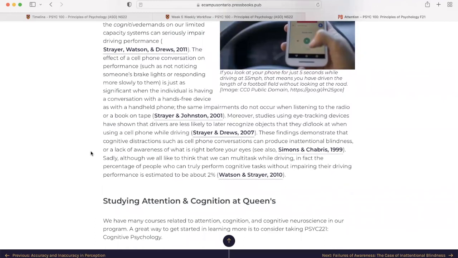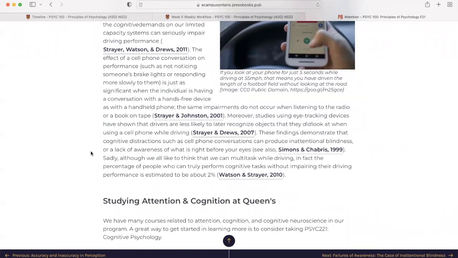Moreover, studies using eye tracking devices have shown that drivers are less likely to later recognize objects that they did look at when using a cell phone while driving. These findings demonstrate that cognitive distractions, such as cell phone conversations, can produce inattentional blindness, or a lack of awareness of what is right before your eyes.